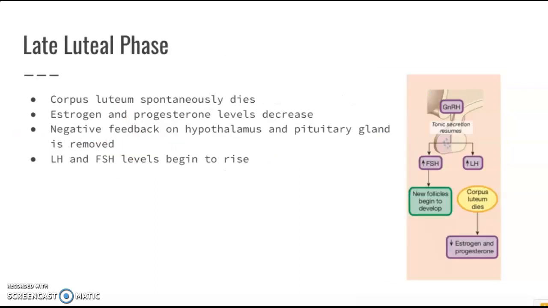And then the last phase that we're going to discuss is the late luteal phase. And in this phase, you can see that the corpus luteum spontaneously dies. It actually has a lifespan of approximately 12 days, and if pregnancy doesn't occur, then it spontaneously dies. As a result of this, there is a decrease in both estrogen and progesterone levels. And these decreased levels remove the negative feedback to the pituitary gland and the hypothalamus, and so FSH and LH levels begin to increase once again.